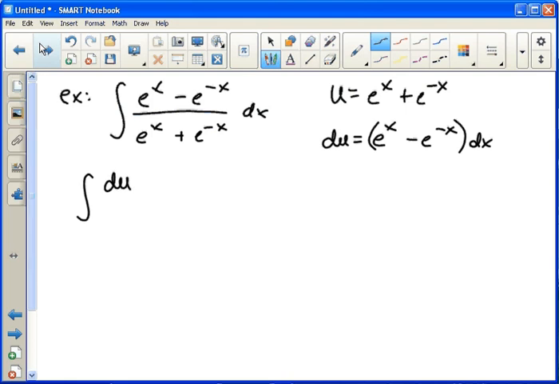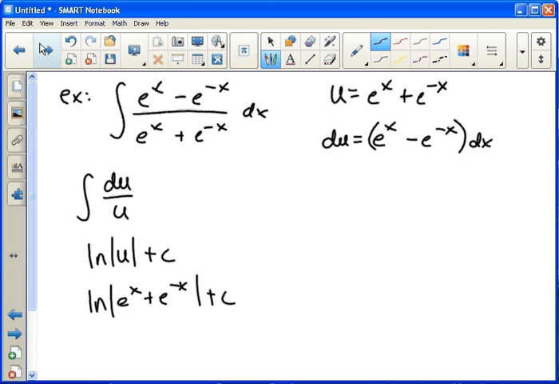Hey, that looks familiar. The rule for du over u turns into natural log absolute value of u plus c. So we get the natural log of the absolute value of e to the x plus e to the negative x plus c. So that kind of comboed the e to the x rule and the natural log rule all in one.